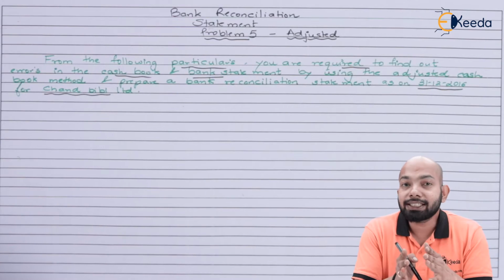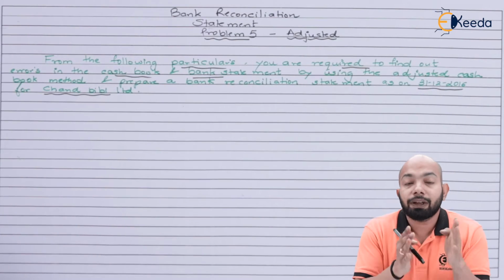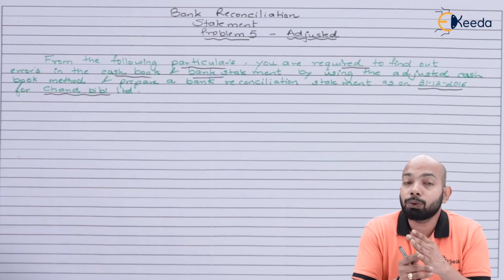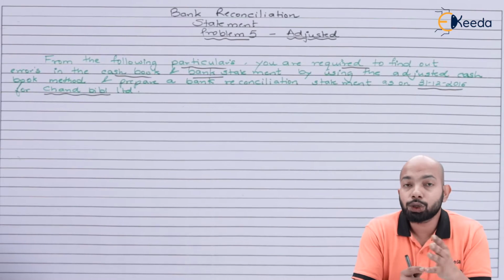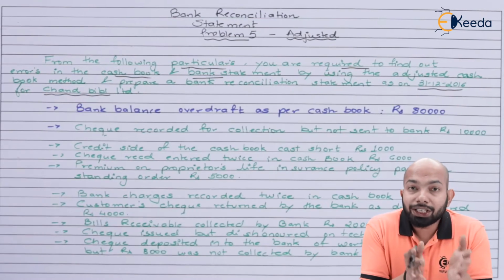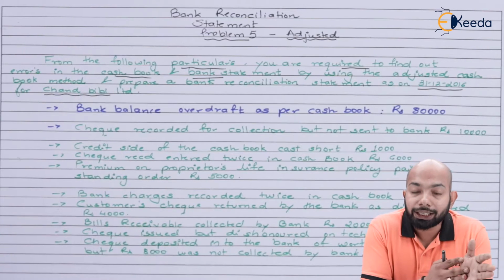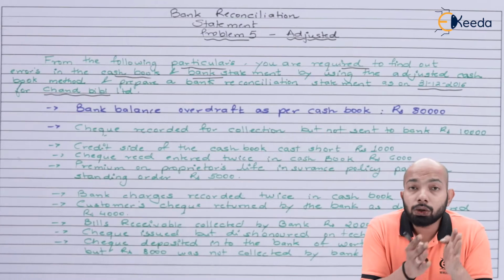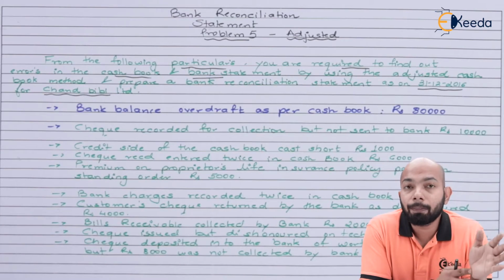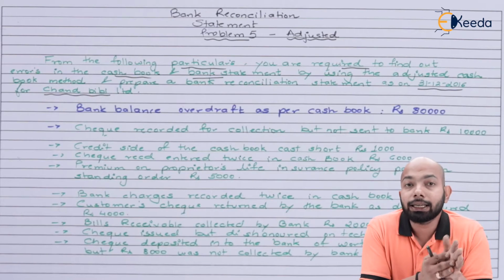Now, the next phase is that we have to first prepare the adjustments that are supposed to be a part of this illustration. So let's jot down those adjustments now. The question has been mentioned down here. The next phase is that we are going to read it out and then figure out which of these adjustments are going to be a part of the adjusted cash book.